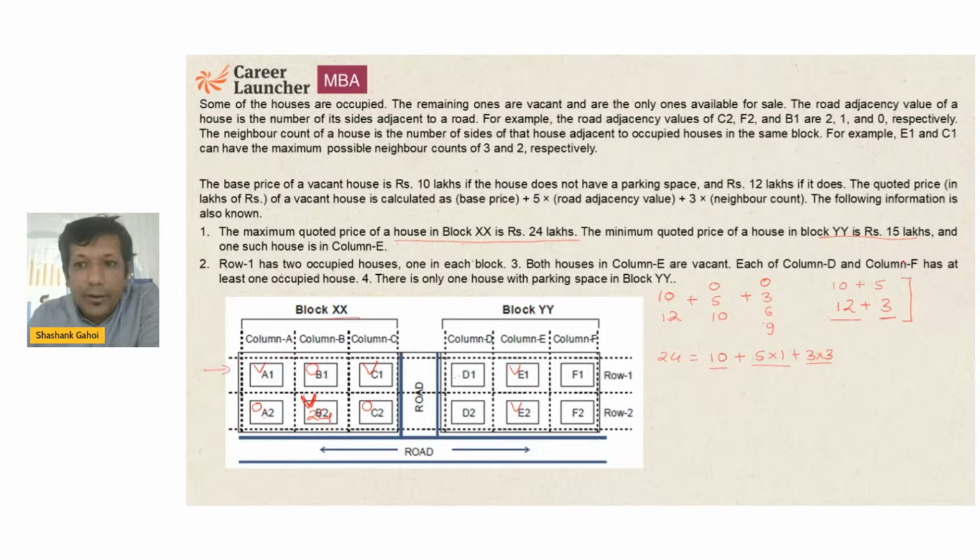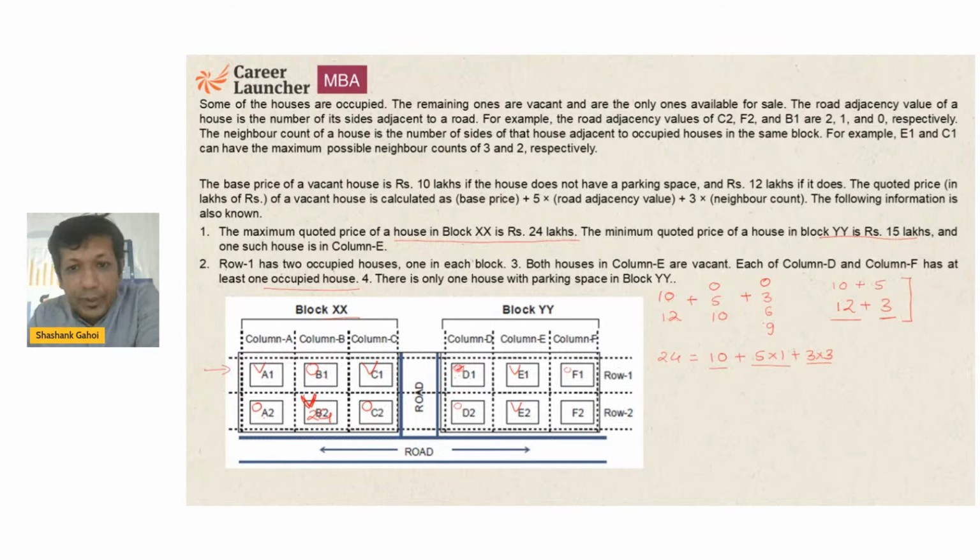Column D and column F have at least one occupied house. So if this is occupied, this should be vacant, or both can be occupied, right? I know in row 1, out of the 2, one house is occupied, one house is vacant. Now both can't be occupied. So basically, if this is occupied, then this can be occupied or vacant, because it is saying in column D, column F, at least one of the houses is occupied.